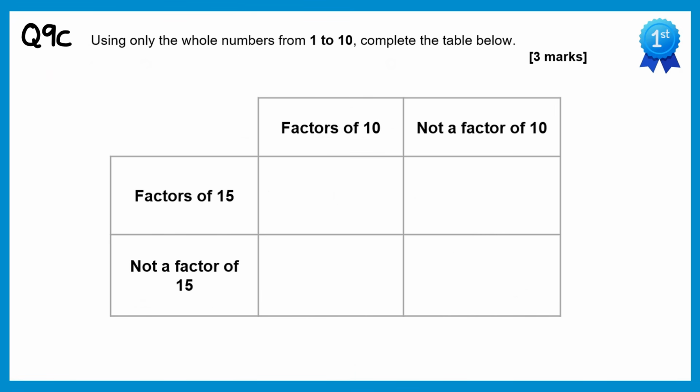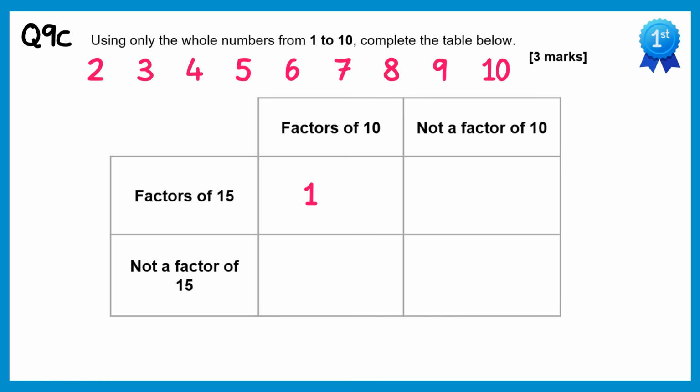For this question, we need to take the numbers from 1 to 10, and we need to place them in the table. So we're going to work through each number and decide if it's a factor of 10 or a factor of 15 or not. So let's start with the number 1, where 1 is a factor of 10 and 15 since 1 goes into any number. So we'll put 1 in the box that's a factor of 10 and a factor of 15.